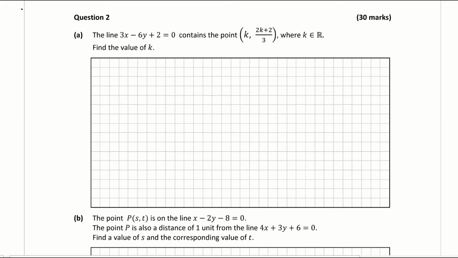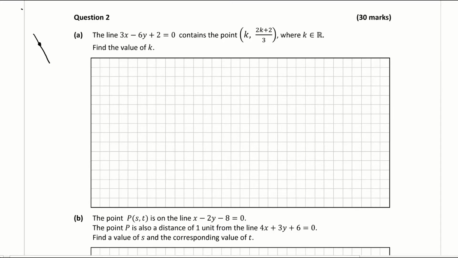Question 2a, the line 3x minus 6y plus 2 equals 0 contains this point where k is an element of the real numbers. Find the value of k. So we're linking this here where it says contains the point. If a point is on a line or on any curve, we know when we sub it in, it should satisfy it, or it should equal 0.